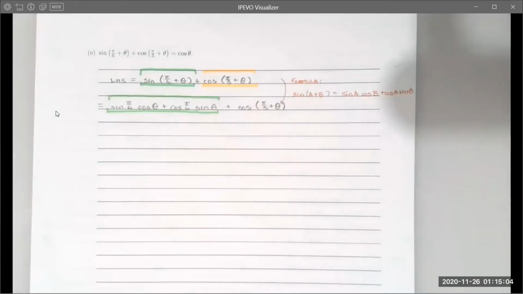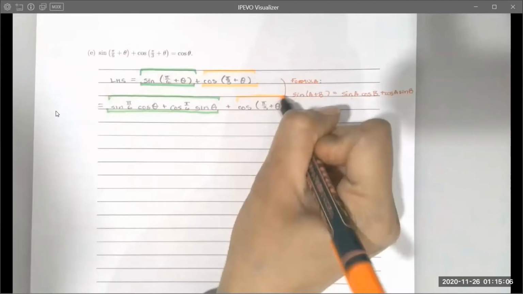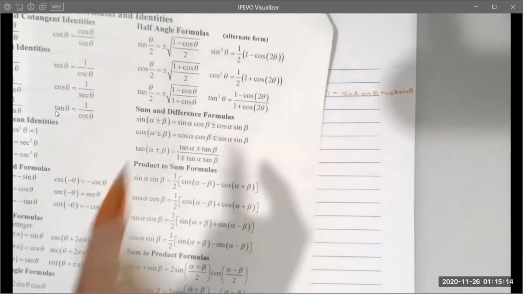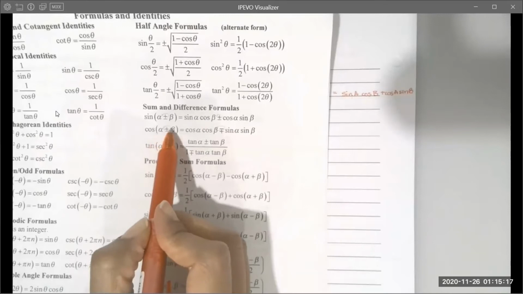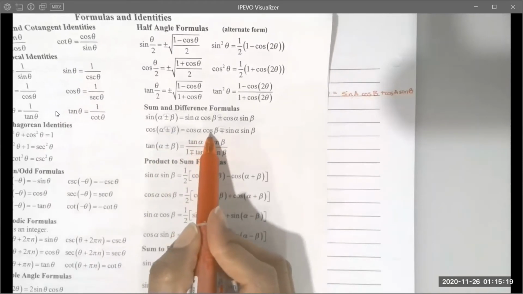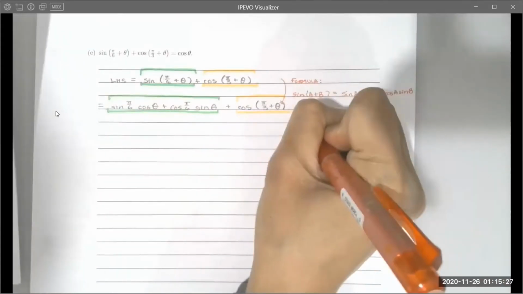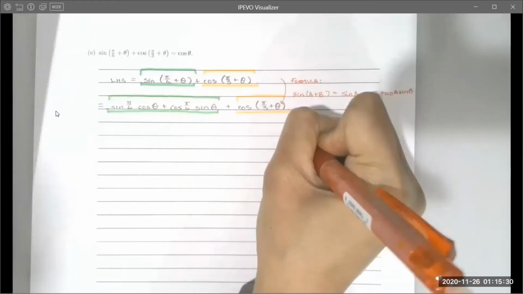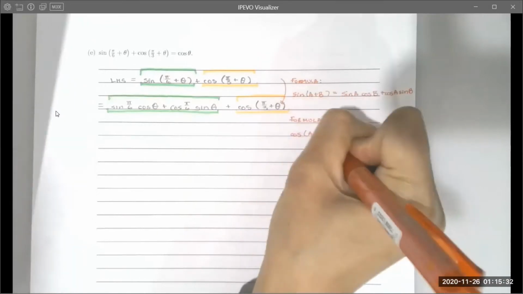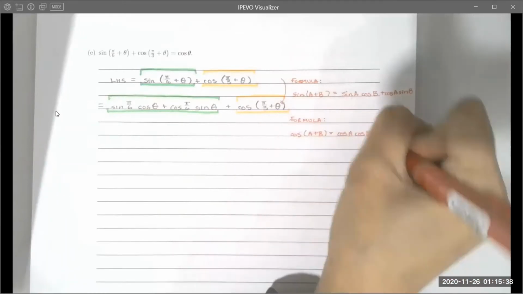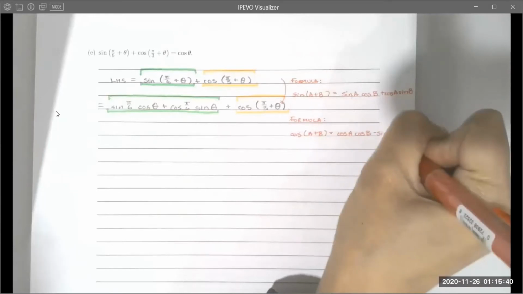Okay, so now we're going to work on that second term, the cosine of pi over 3 plus theta, by looking at the sum formula for cosine. The sum formula for cosine is cosine of A plus B equals cosine A cosine B minus sine A times sine B. So let's write that formula down: cosine of A plus B equals cosine A cosine B minus sine A sine B.